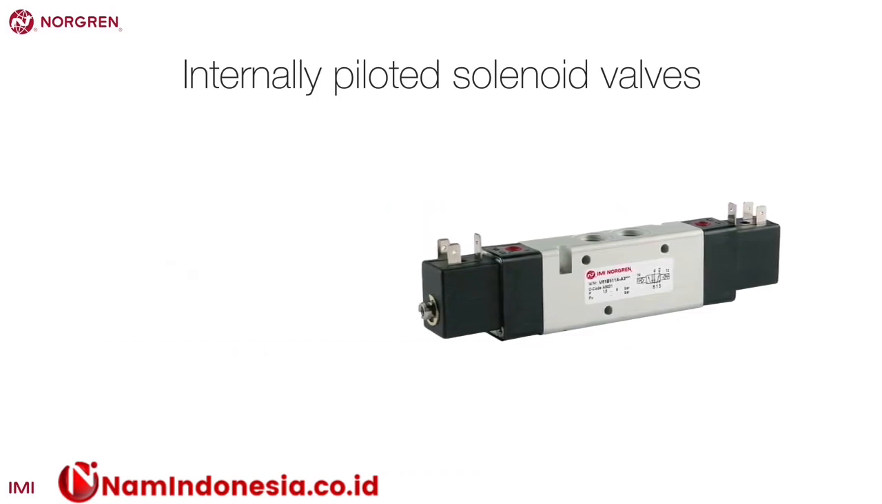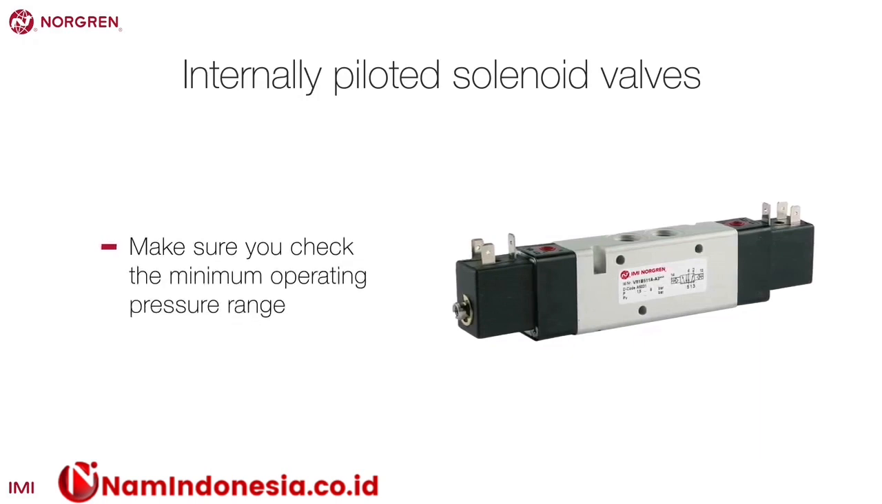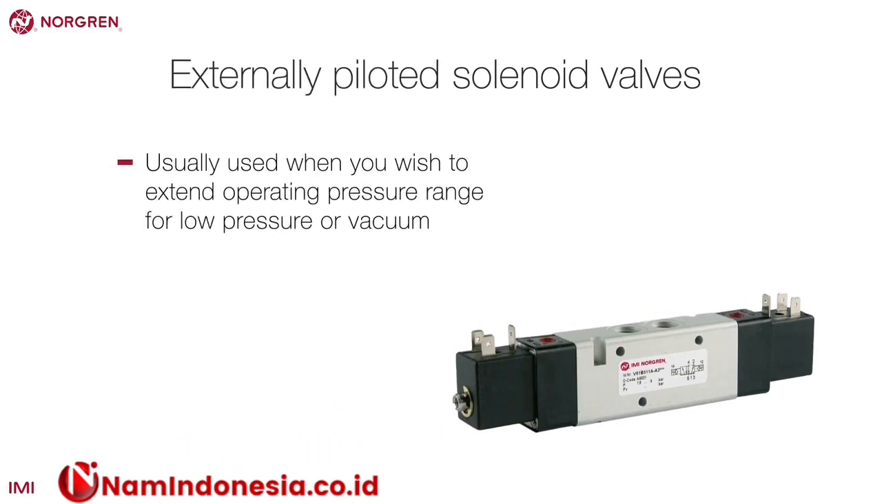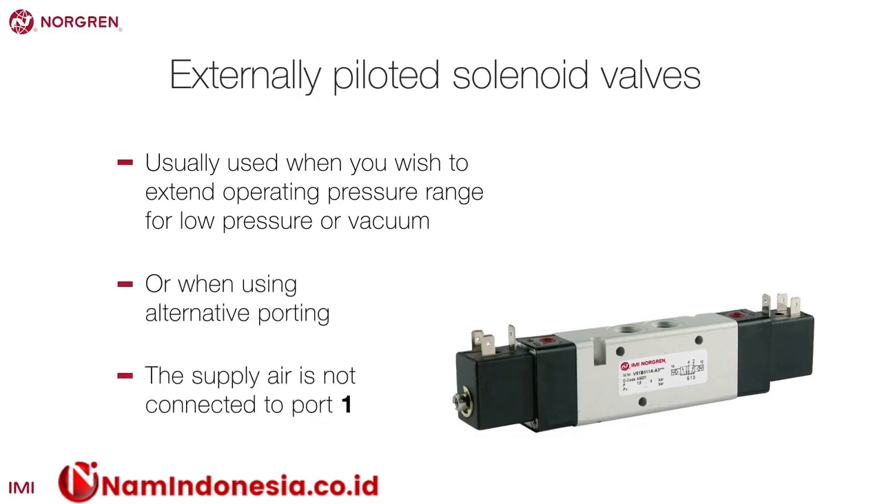When selecting a valve, make sure you check the minimum operating pressure range. An external pilot is usually used when you wish to extend operating pressure range for low pressure or vacuum, or when using alternative porting, so the supply air is not connected to port 1.